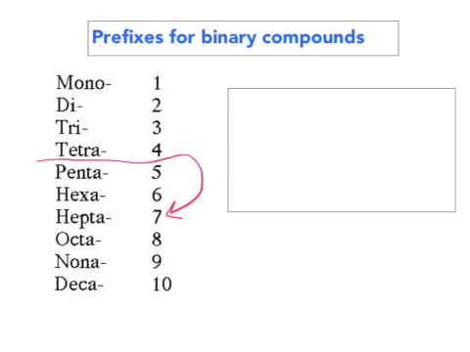So, naming H2O, I have 2 hydrogens. Look up 2 here. It'll be dihydrogen. And then 1 O will be mono for 1, monoxide.